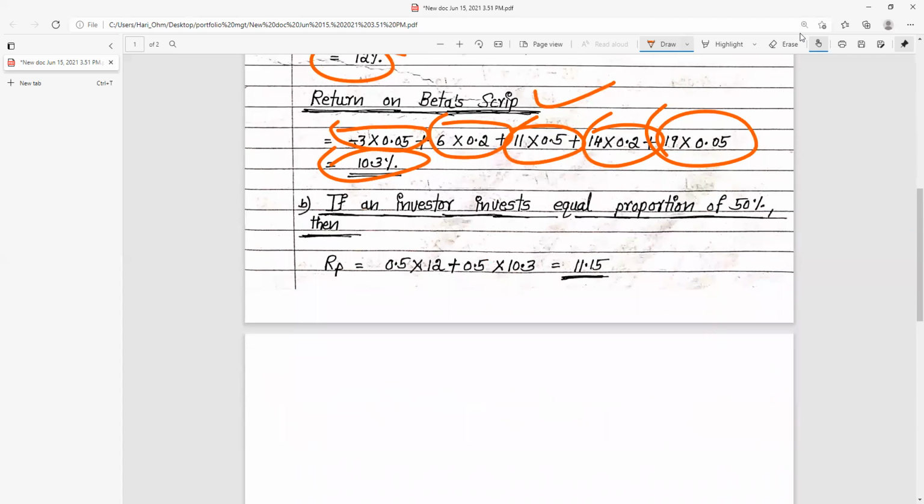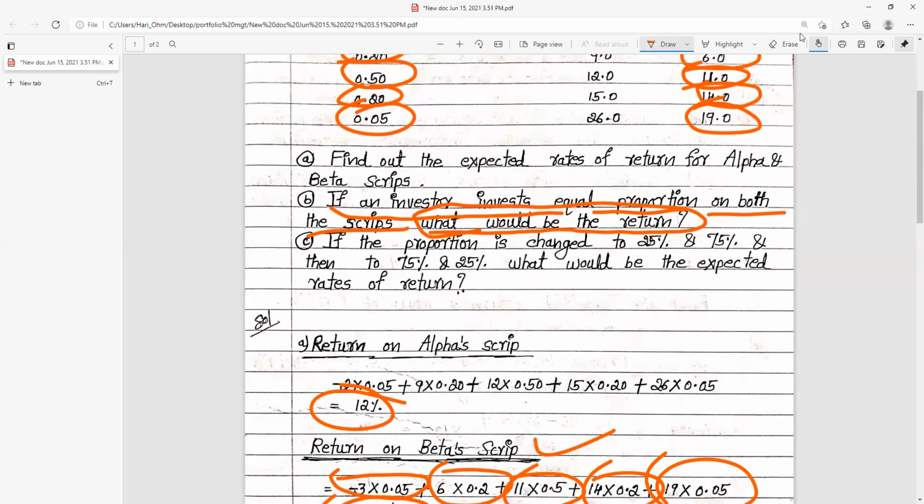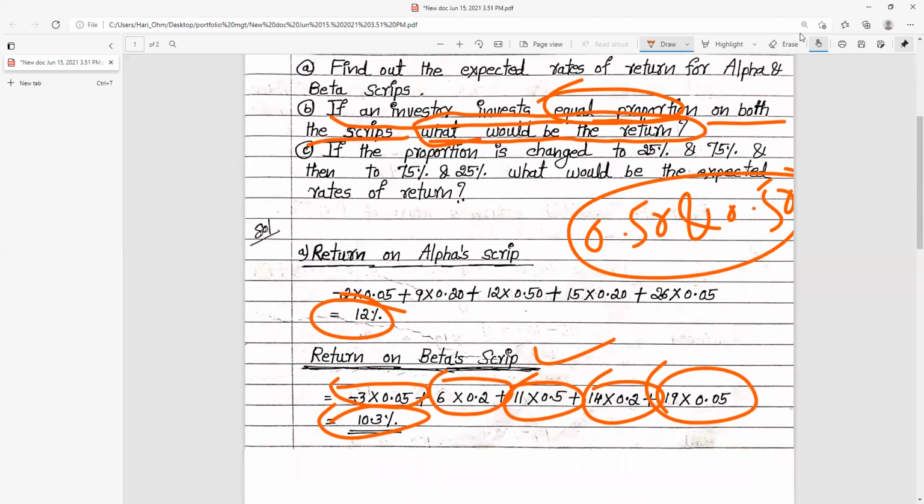Next you need to calculate the second one, that is if an investor invests equal proportion on both the scripts, in the sense both the stocks, what would be the return? It is nothing but portfolio return. You calculated expected return, next you need to calculate portfolio return. So proportion is 0.50 and 0.50. Is it clear? Because it's equal proportion.